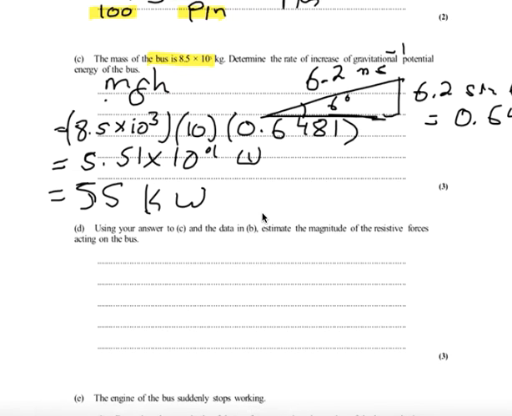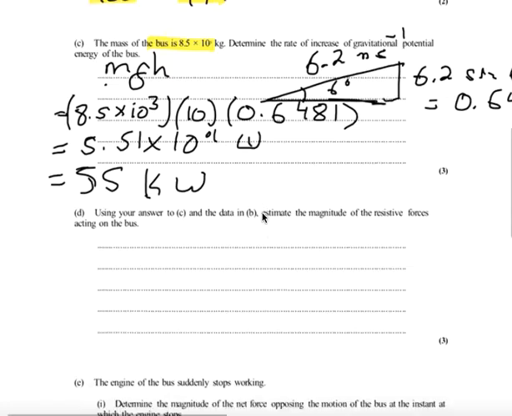Okay. So the bus gains 55 kilowatts of gravitational potential energy. The bus is gaining 55 kilojoules of energy, gravitational potential energy, every second. So the power input into its gravitational potential energy, 55 kilowatts.